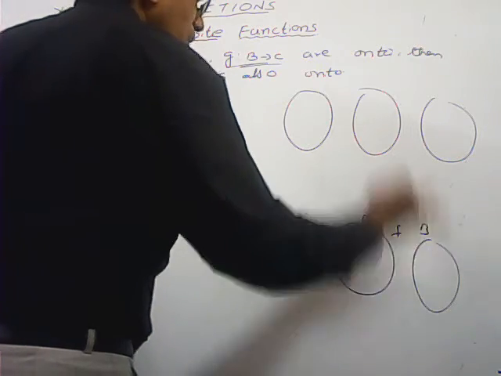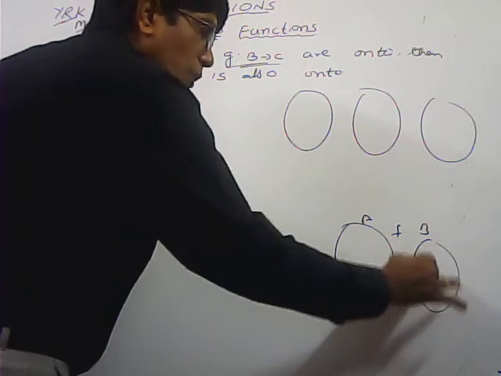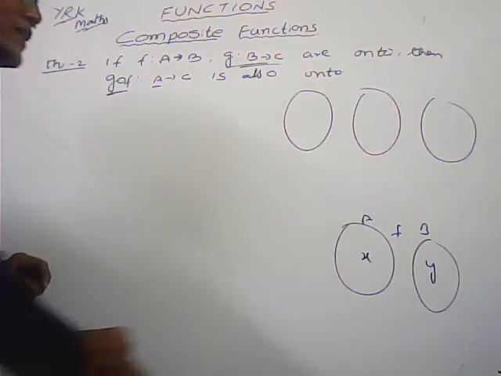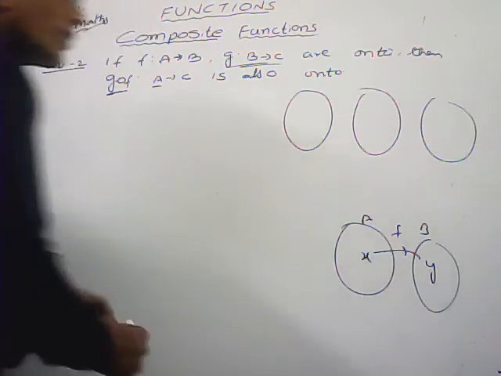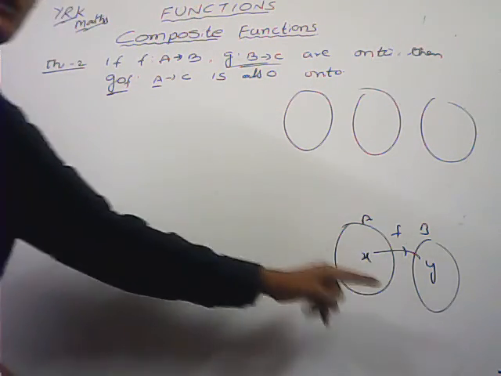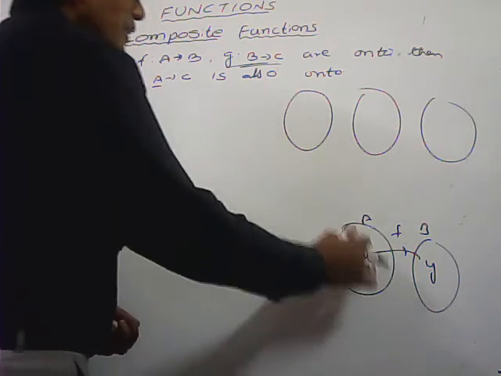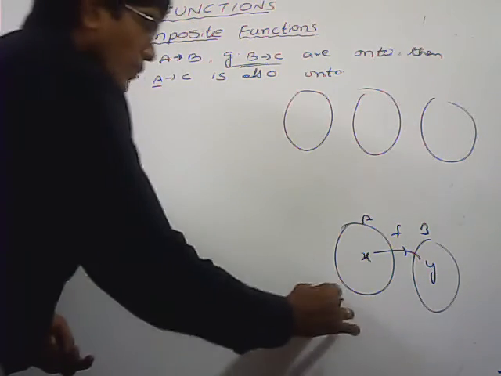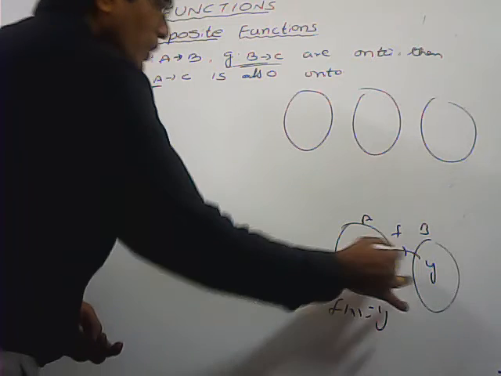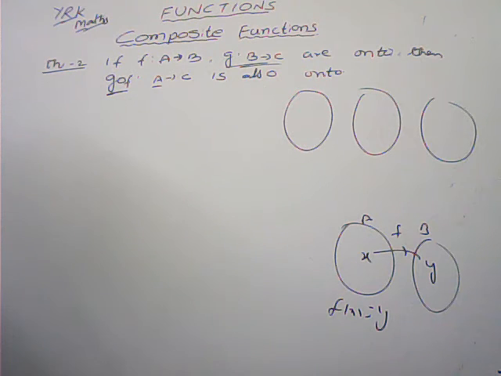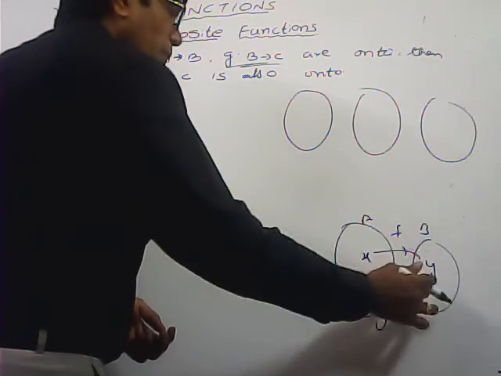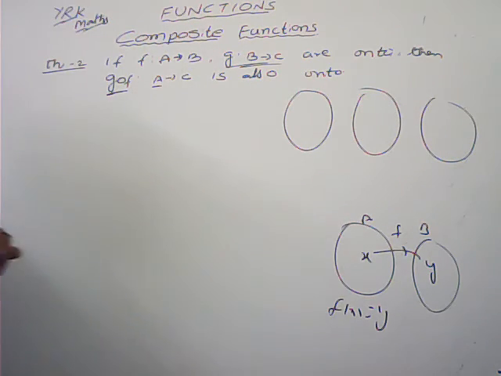If F is onto, for every y belongs to B, there exists an element x belongs to A such that F of x equals y. For every element in the codomain, there exists a pre-image. There exists an element x belongs to A such that F of x equals y means for every element in the codomain there exists a pre-image. Then only that is said to be onto. Every element in the codomain should be mapped with at least one element in the domain.